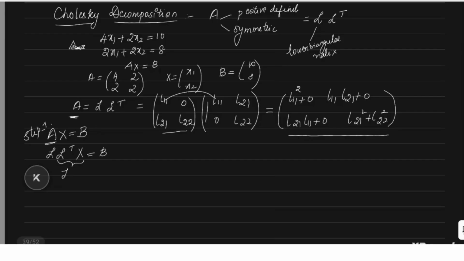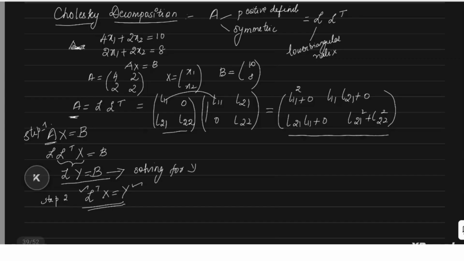So you'll write Ly = B. What we are generally doing in this step is solving for Y, and you'll get your Y values. Next, you'll write L transpose X = Y, since you've taken L transpose X as Y. You solve this equation: you know L transpose and you know Y, so you'll find X. That is your final answer.